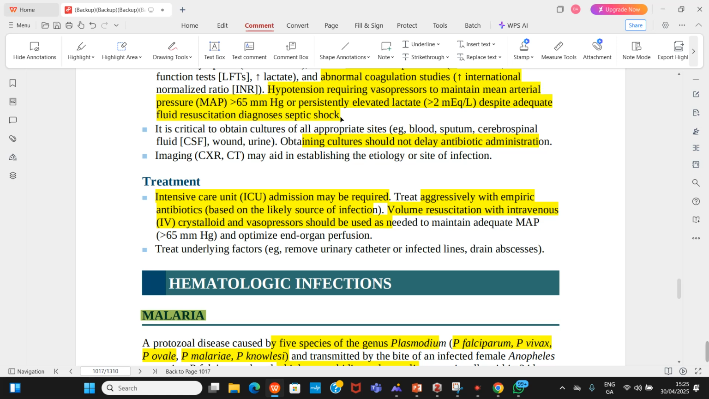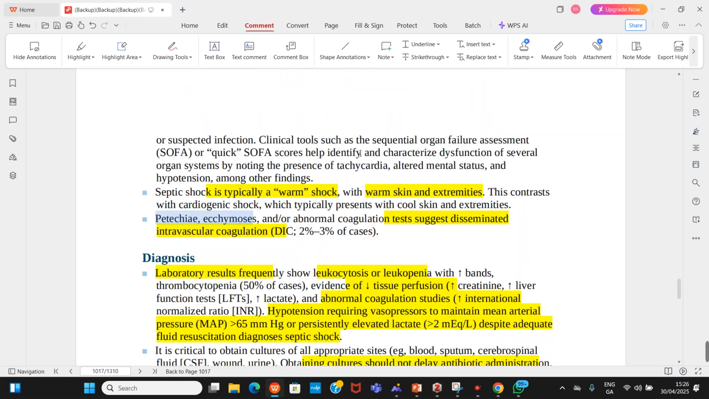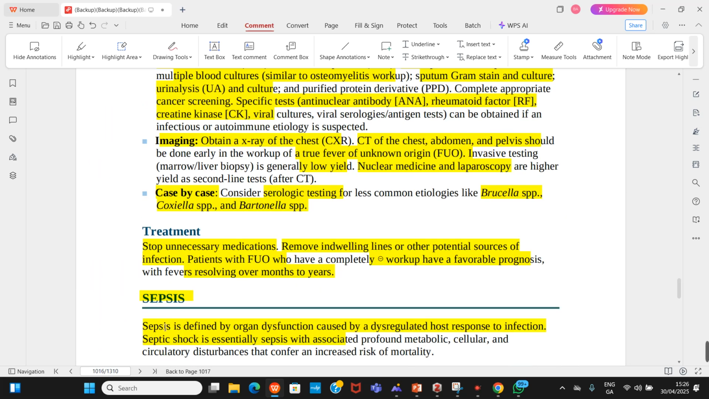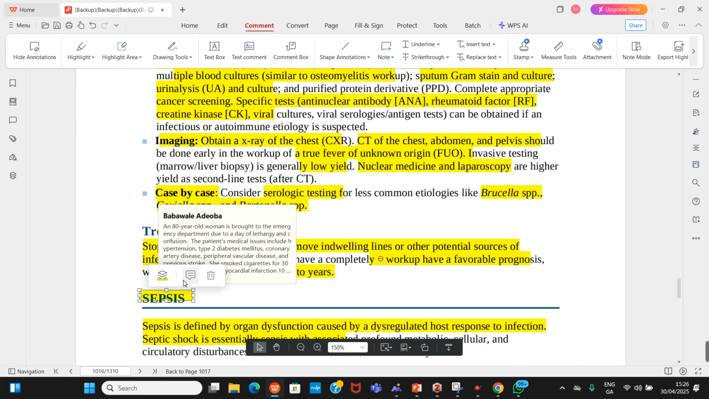That is it. And the vasopressors we are talking about here are what? Norepinephrine or vasopressin. So fluid, antibiotics, vasopressor. Very simple. Very, very simple. So let's look at this.